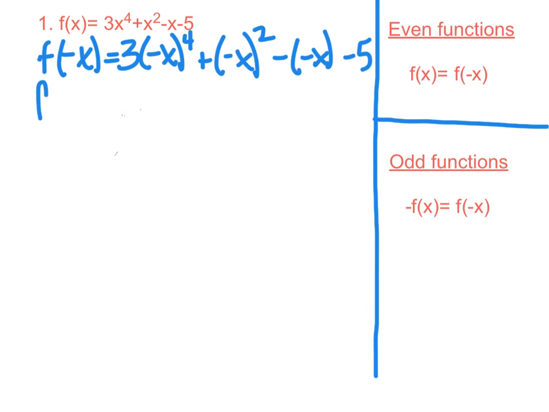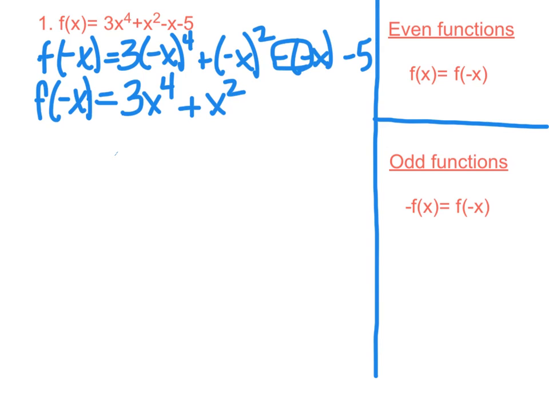Okay, so when we keep going with this and we simplify this, what's going to end up happening is, remember, if we have a negative number raised to an even power, that will make that positive. So that's 3x to the fourth. Another even, so we have x squared. And now here we have a negative to a negative. I'm sorry, minus a negative. So that's going to make that a positive x. And then we have minus 5. And if you compare this with the original function, you'll see that they're not the same. So the function is not even.